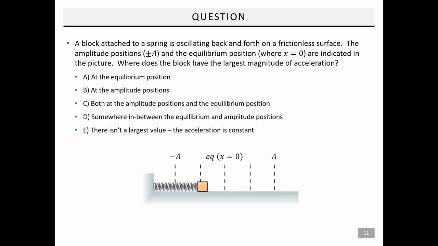Okay, the equation that I was thinking of was from a few slides ago. We saw that ma was equal to minus k times x, or I guess even better, a is equal to minus k over m times x. Now a will be largest when x is largest, and x is largest at the amplitude points. Since it's only asking for magnitude, we can ignore this minus sign here, and the acceleration will be largest then at the amplitude positions.